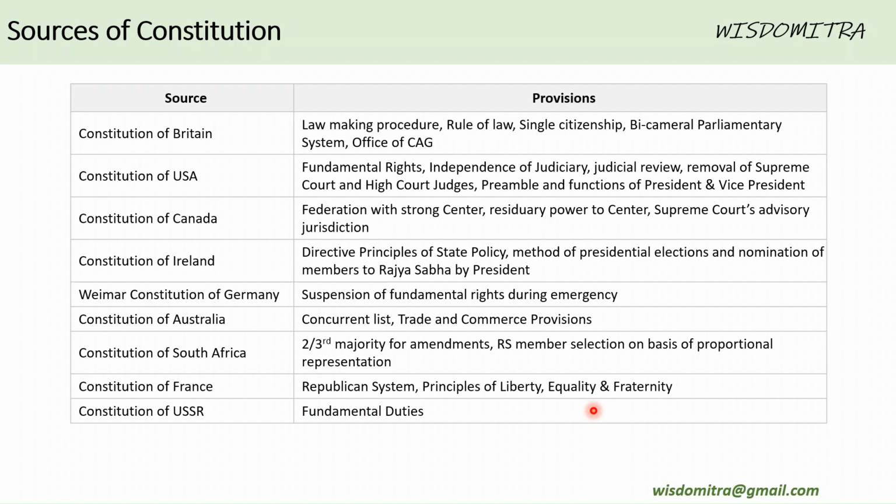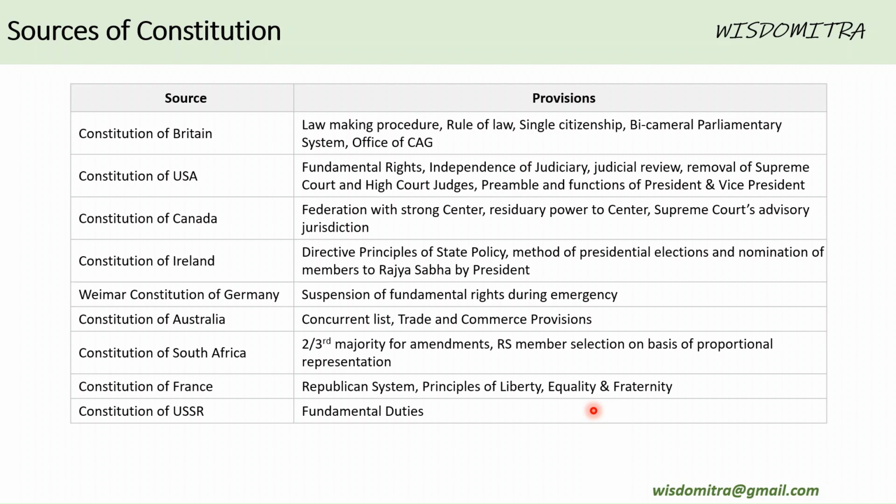The Constitution of South Africa has been the source for the idea of amendment needing a two-third majority, and Rajya Sabha membership selection on the basis of proportional representation across states. So, for example, again coming back to the USA, its states have equal representation irrespective of their size in their upper house. But here in India, that is not so. It's proportionate to their size. And that idea has been taken from the Constitution of South Africa.